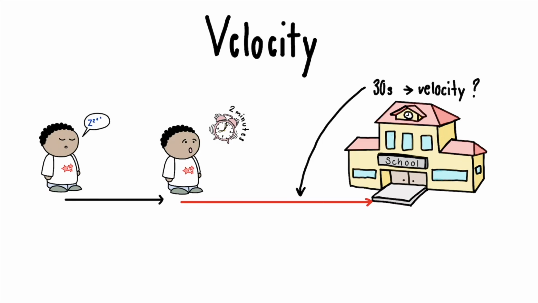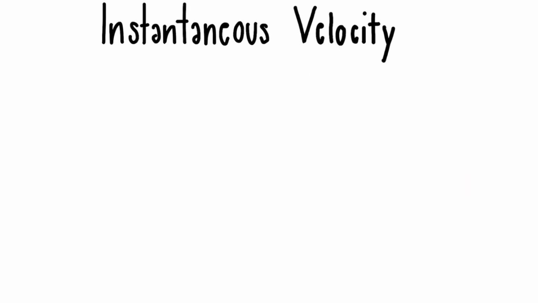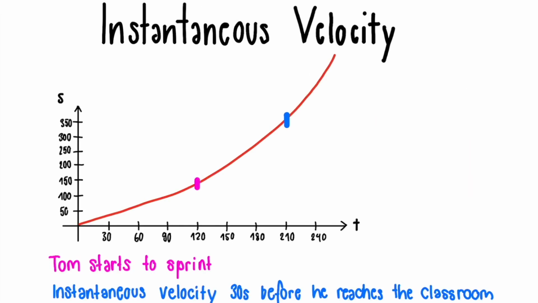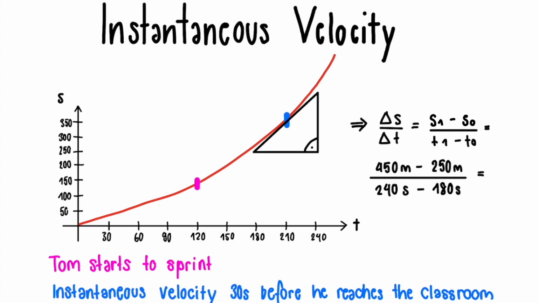Well, there's a thing called instantaneous velocity at a certain point of time, which you can determine geometrically with the slope of the tangent to the s versus t graph at time t. The instantaneous velocity is defined by the change in velocity over the change in time.